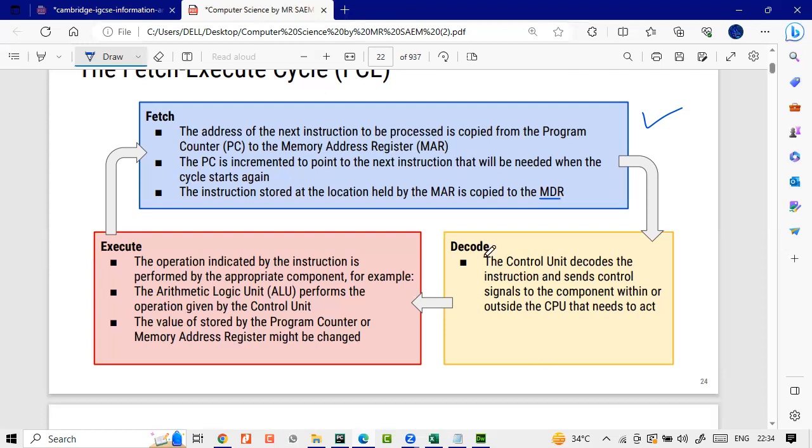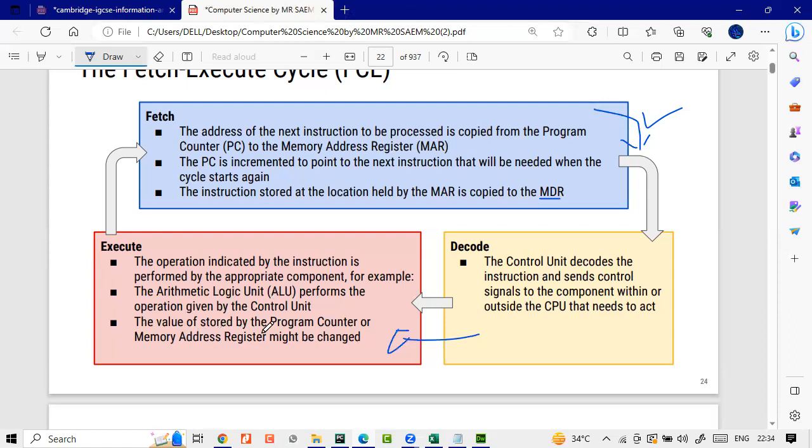So decode, let's continue with decode. From fetch, I should have gone to decode. The control unit decodes the instructions and sends control signals to the components within. So decode would be converting into a form that the CPU can perform. And then after that, we have execute. After it is decoded, it has to be performed. The ALU will do its job.